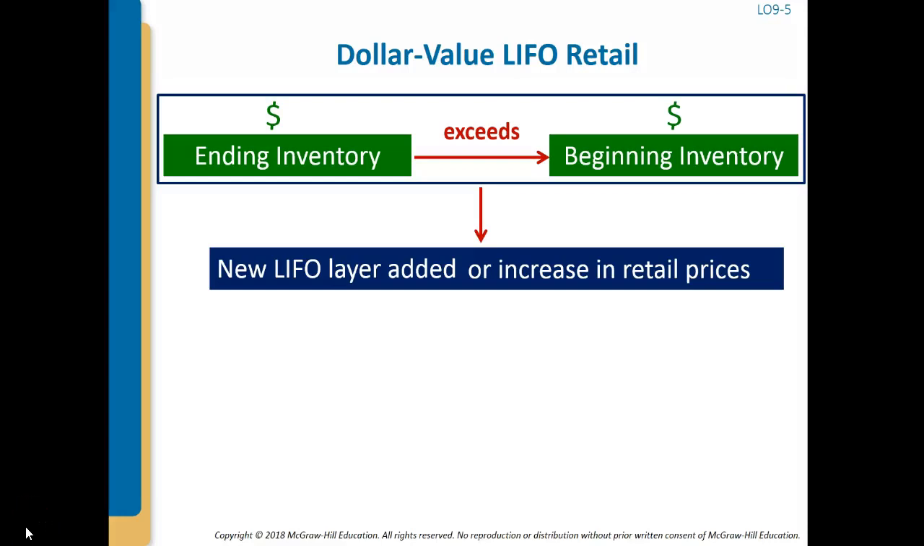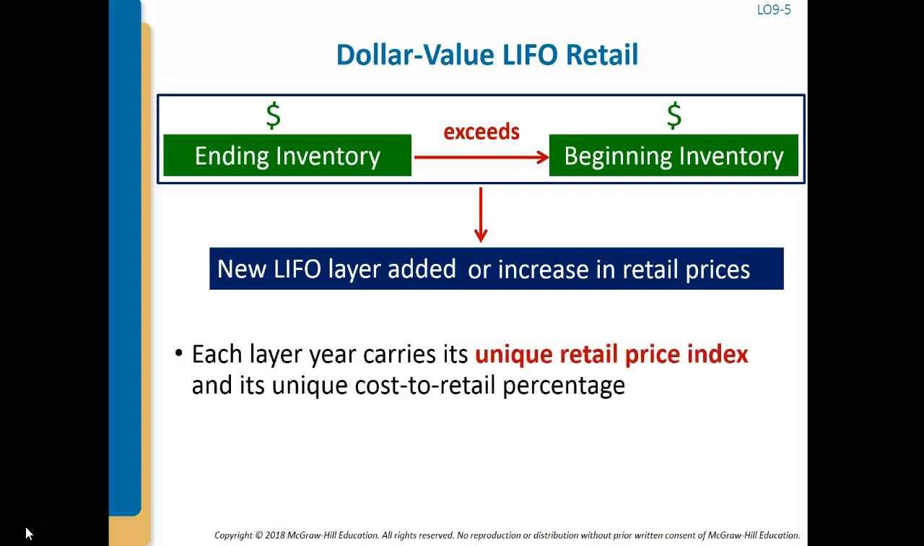In our earlier discussion of the LIFO retail method, we assumed that the retail prices of the inventory remained stable during the period. If you recall, we compared the ending inventory at retail with the beginning inventory at retail to see if inventory had in fact increased. If the dollar amount of ending inventory exceeded the beginning amount, we assumed a new LIFO layer had been added. But this isn't necessarily true.